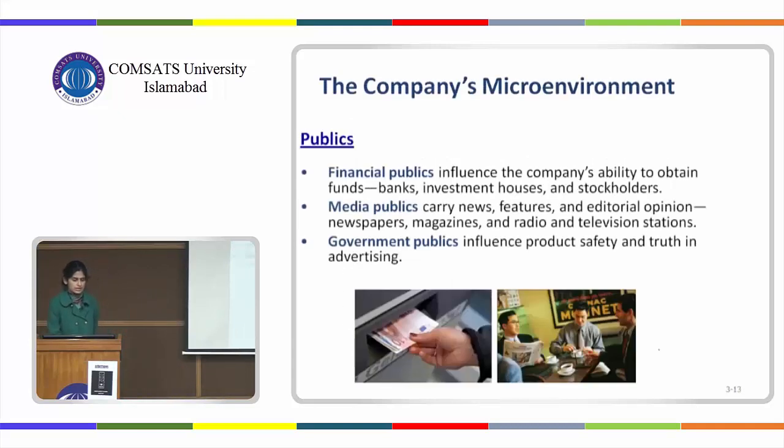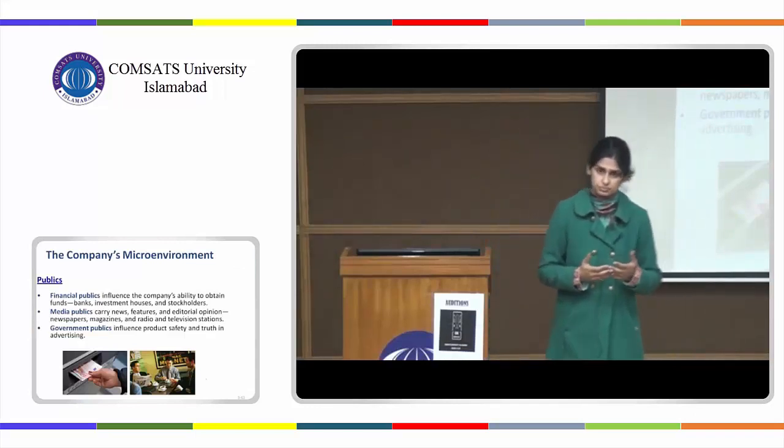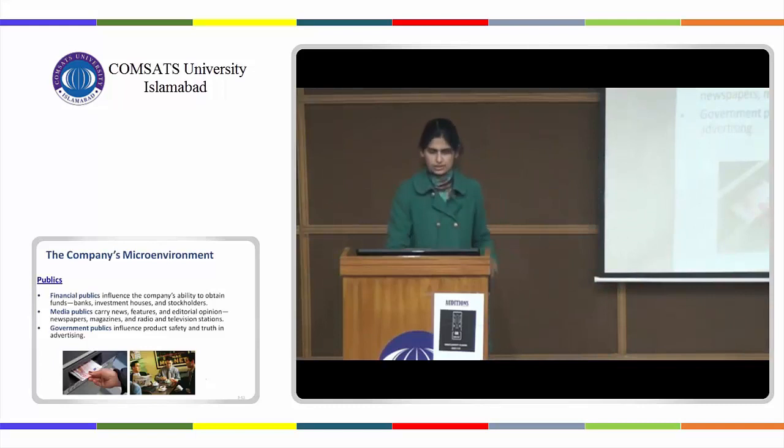Then we talked about many types of publics. There may be financial publics who help you get the funds, right? So who helps you get funds? Equity and creditors. So equity comes from shareholders, right? So shareholders give you equity, stockholders give you equity, and then you get loans from banks, creditors.